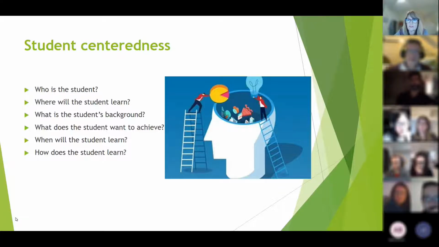So looking at the student, first of all, we have to ask, who is the student? I'm talking about from an instructional design position.